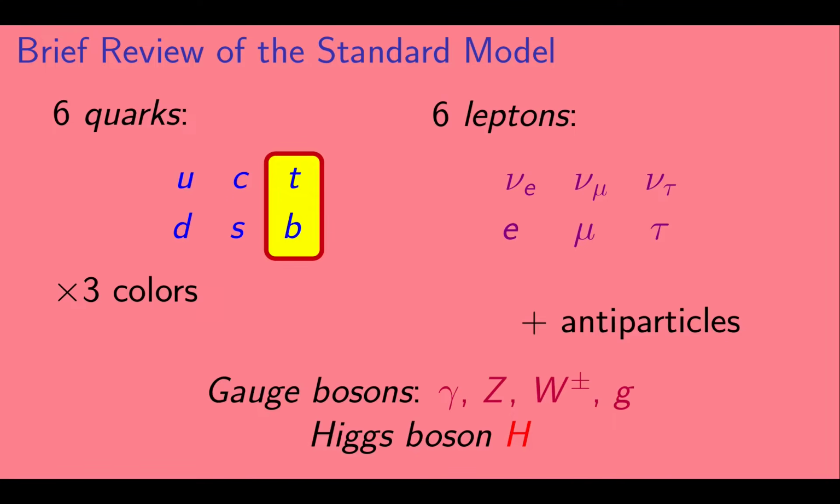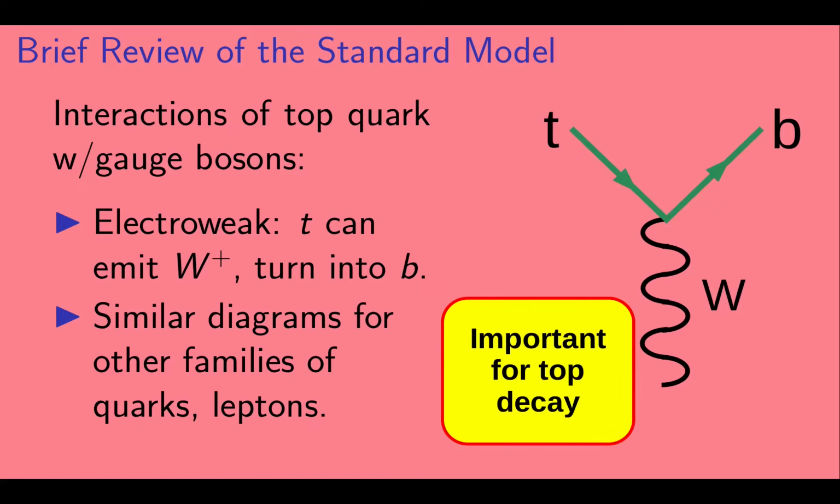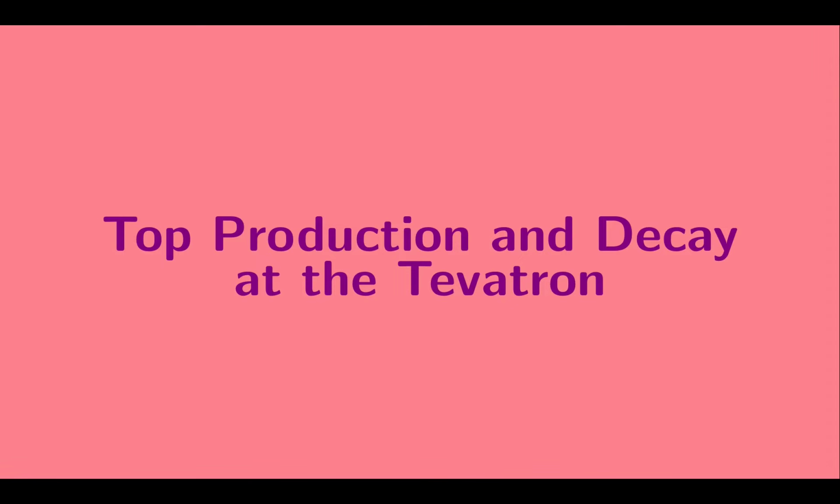Okay, so the W mediates an interaction between the family that includes the top and bottom quarks. This means we can write down a diagram that represents, for example, a top quark emitting a W+ and turning into a b quark. There are also similar diagrams for the other families of quarks and leptons. This will be very important to understand how a top quark decays. Okay, with that, let's look at how top quarks were produced at the Tevatron and how they subsequently decayed.